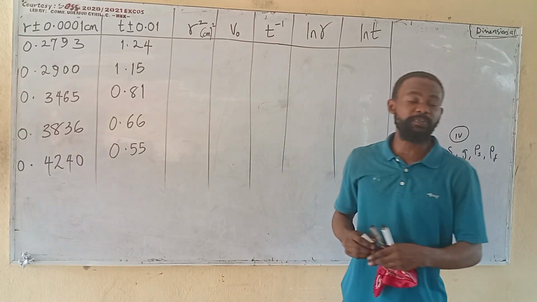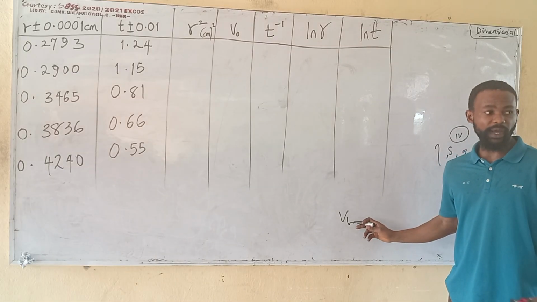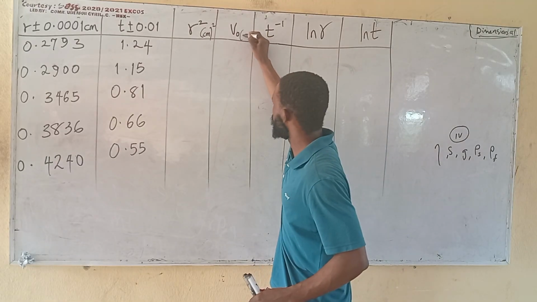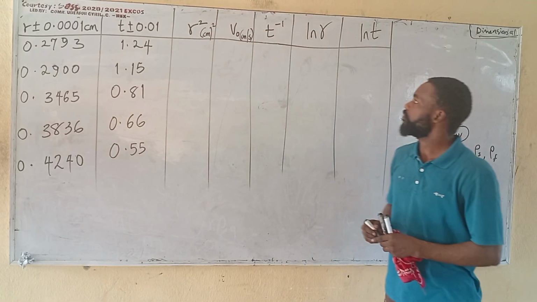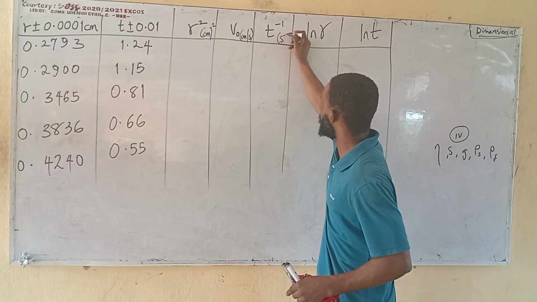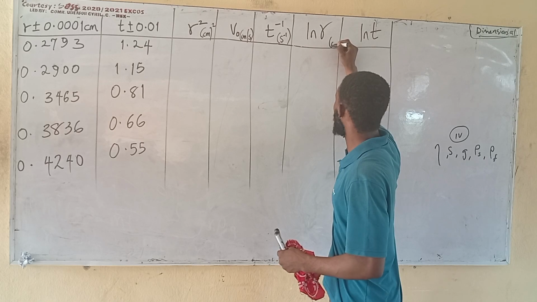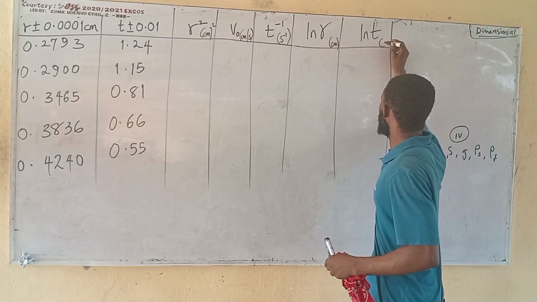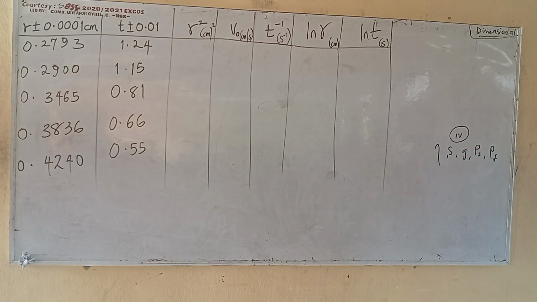Do you remember that in doing this practical, our main goal is finding terminal velocity? That means anywhere we see V, V is in centimeter per second. This length R is still in centimeter, and this length T is in seconds. You can't have length in centimeter there. You won't get it like that.